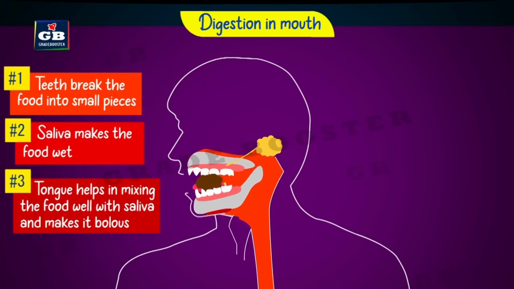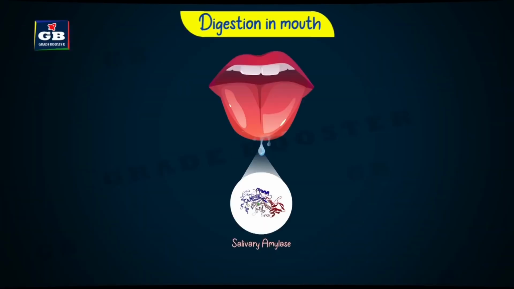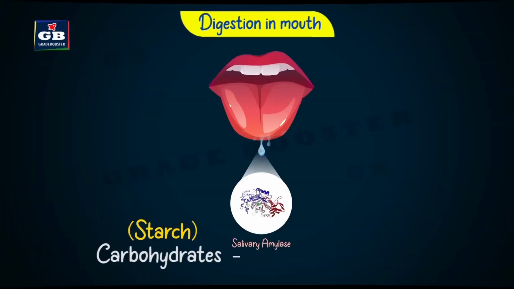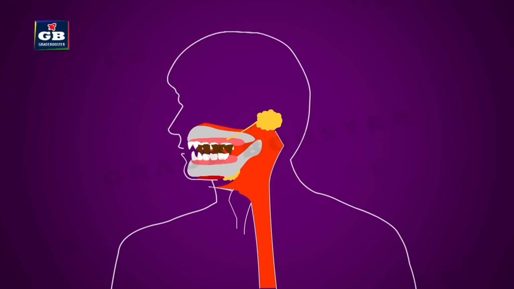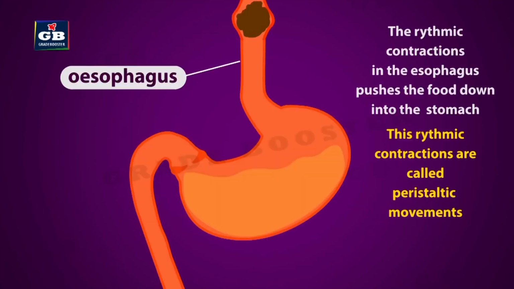Saliva is a fluid that makes the food soft and wet. Saliva has an enzyme called salivary amylase. It digests the starch partially. The food is well chewed in the mouth and it passes down into the stomach through the esophagus. The rhythmic contractions of the esophagus help the downward movement of the food.